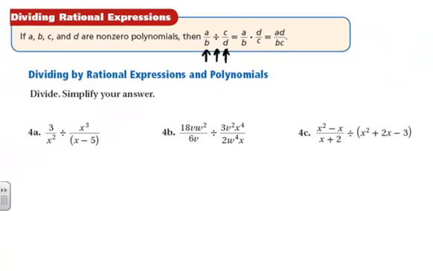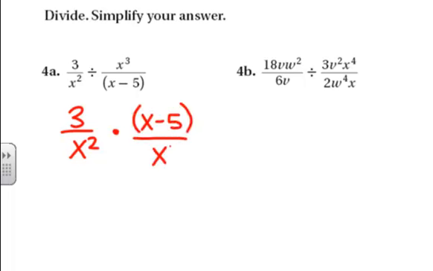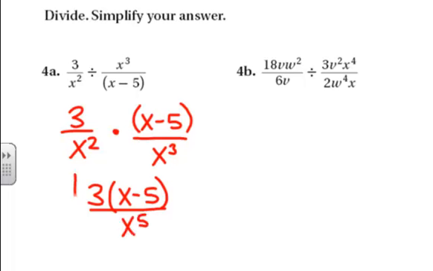So let's do one together. I'm going to skip 4b. You guys can try that at home. But let's do this first one, 4a. So I keep the first fraction the same, change the sign to multiplication, and then flip the second fraction over. And then I see what can simplify. Nothing's going to cross off, but I can combine everything to get 3 times x minus 5, all divided by x to the 5th power. And we're done.